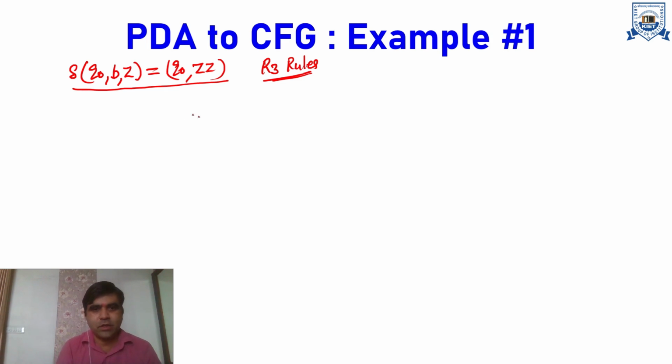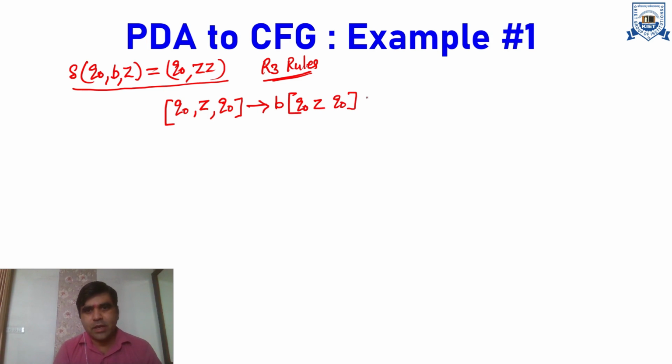So in this case, you again write the equivalent grammar production rules. So it will be Q naught, Z, Q naught, because we have Z now, Q naught, Z and Q naught. The last symbol in this triplet will take all values from Q, and this symbol B comes to the right, and then Q naught, Z, Q naught. Again you simply write Q naught, Z, Q naught like this, and then because we have started from Q naught, we will end here with Q naught.